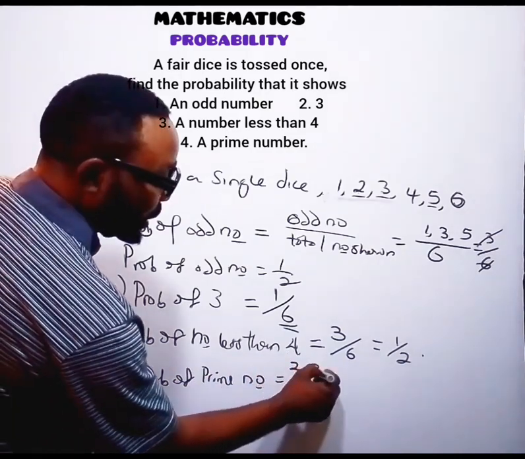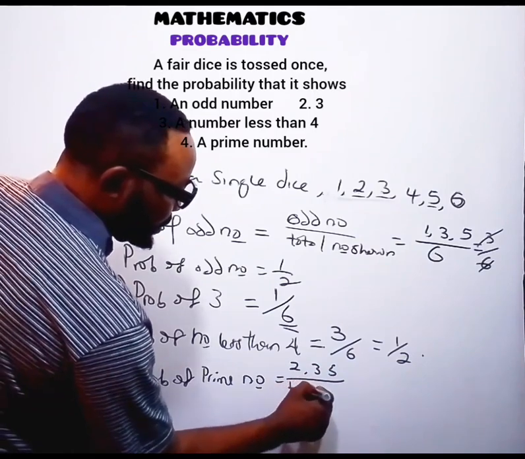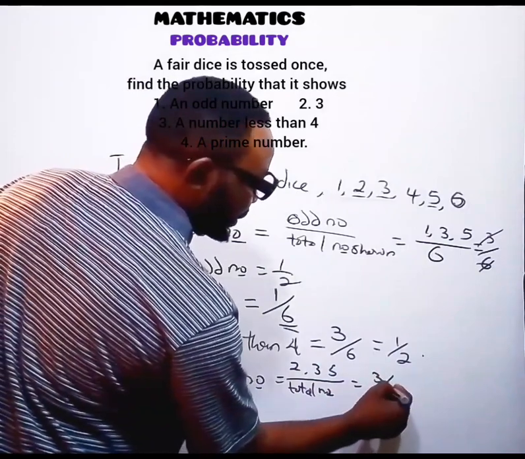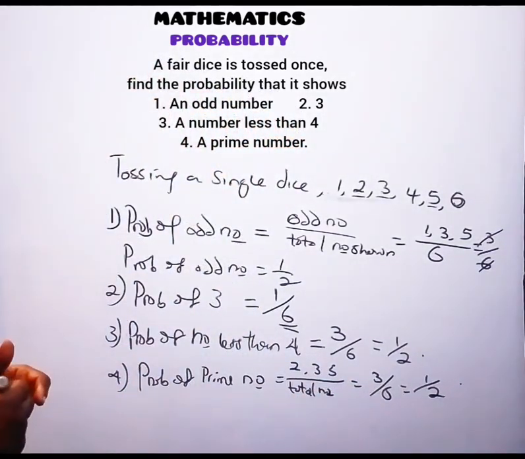2, 3, 5. Those are the prime numbers over the total number. That's 3 over 6, which will be equal to 1 over 2. Yes, those are the prime numbers.